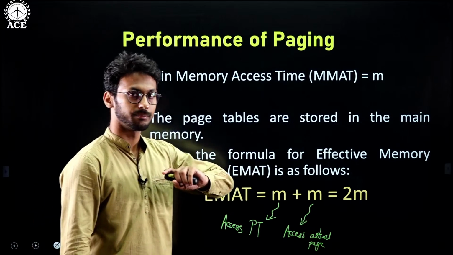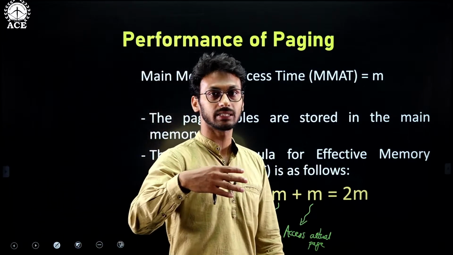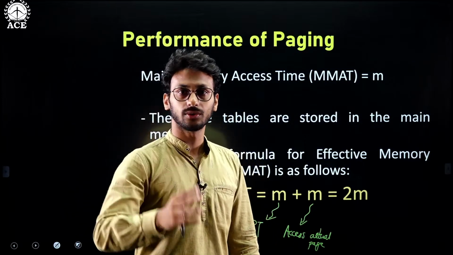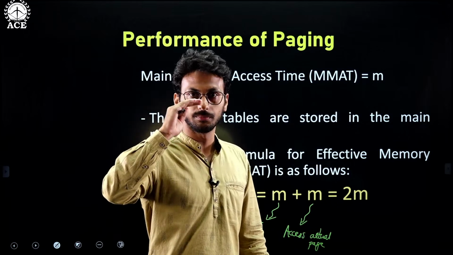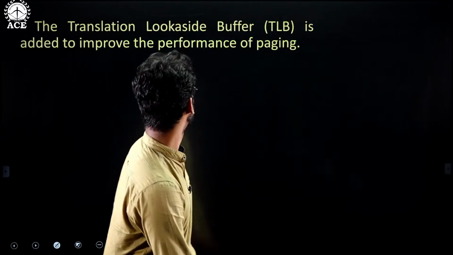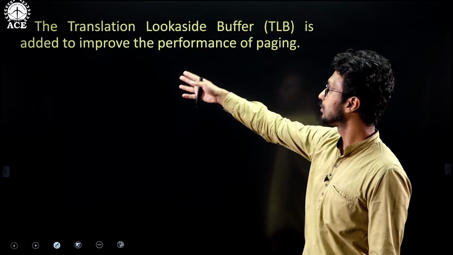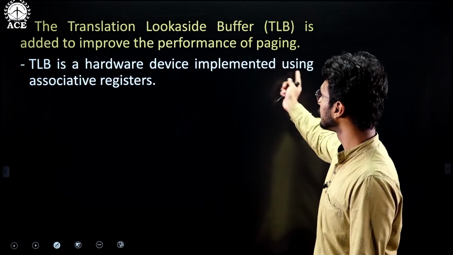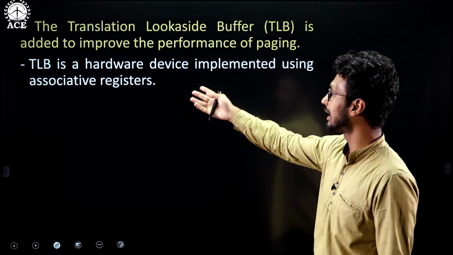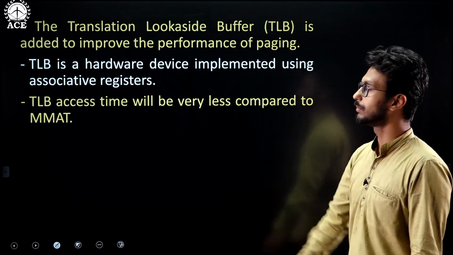You will get to know the concept of TLB right now. With TLB, effective memory access time will be somewhat different. You need to take into consideration TLB hit ratio, TLB miss ratio, and TLB access time as well. The TLB, translation look aside buffer, is added to improve the performance of paging. TLB is a hardware device implemented using associative registers. TLB access time will be very less as compared to main memory access time.